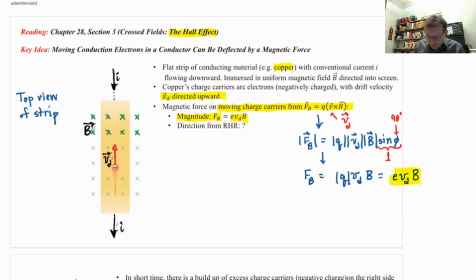But now here's a question. What's the direction of F_B, the magnetic force on this conduction electron? The answer, of course, is going to come from the right-hand rule, but what is it? I'd like you to think about that for just a minute. Pause the video, get an answer for the direction of that force, and then come back.